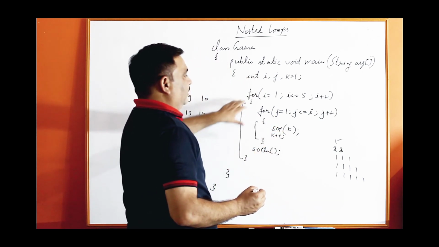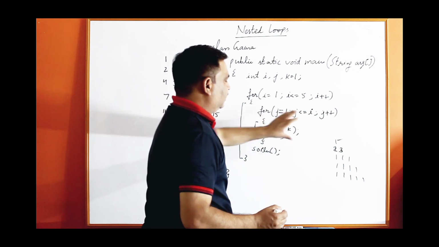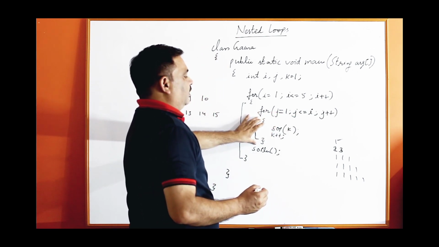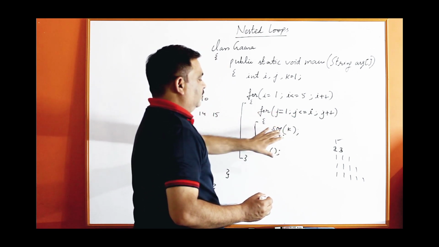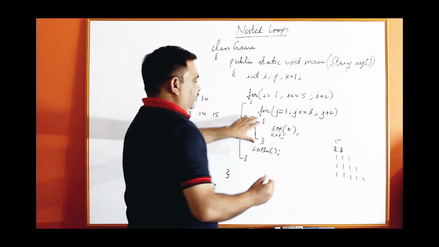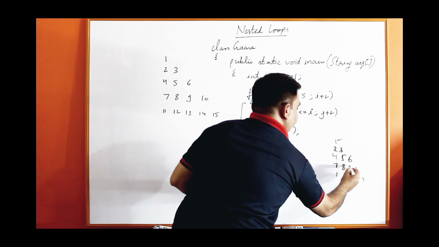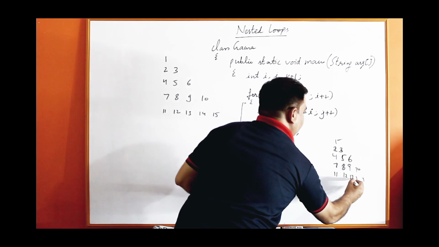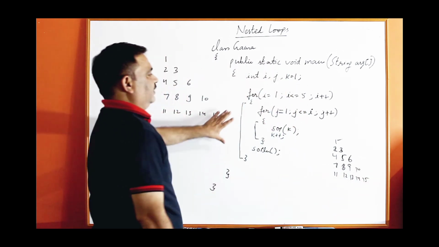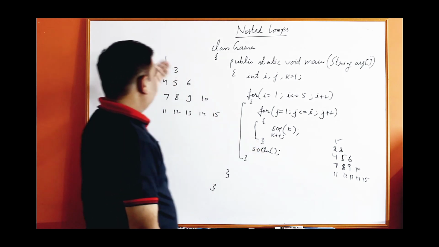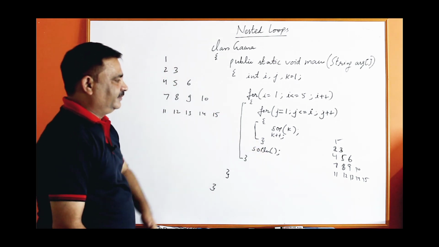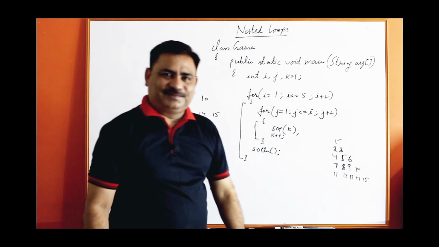When i becomes 3, this will execute 3 times, but the new value of k will be 4, then next time 5, next time 6. So in the next line 4, 5 and 6, then here 7, 8, 9, 10, and 11, 12, 13, 14 and 15. In this way you can get this kind of output. That is all. Thank you.